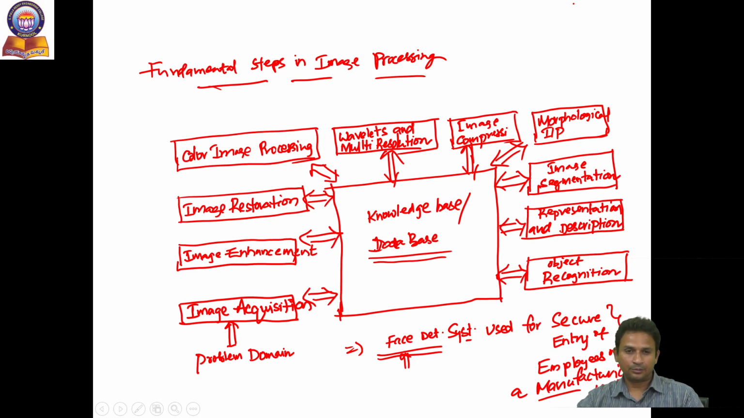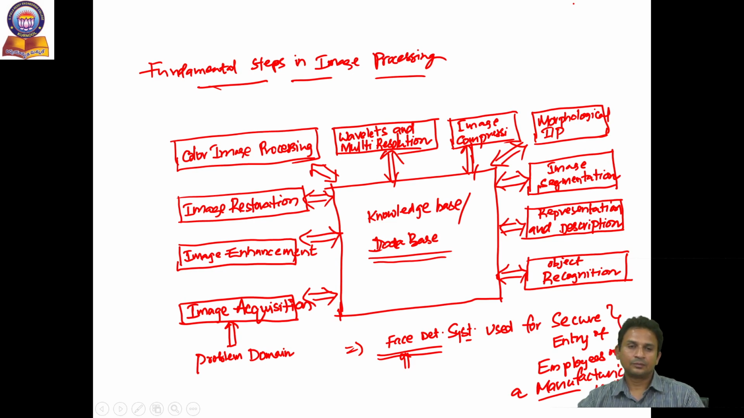The next step will be color image processing. Next, wavelets and multi-resolution analysis. Next, image compression and morphological image processing. Next, image segmentation, representation, and description. Finally, object recognition. And all these steps are interconnected to a knowledge base or database. So these are the things that we discussed in the last class.